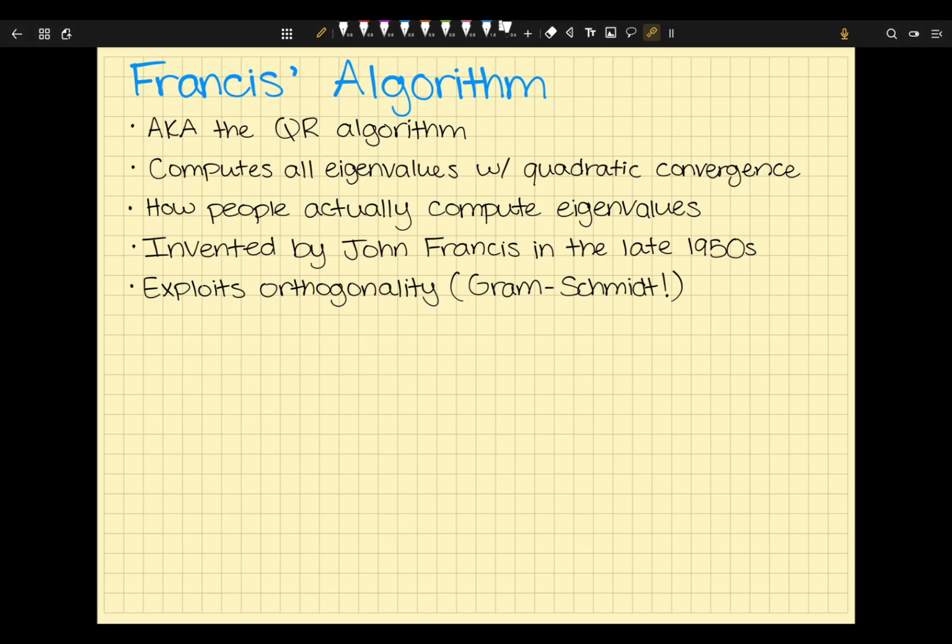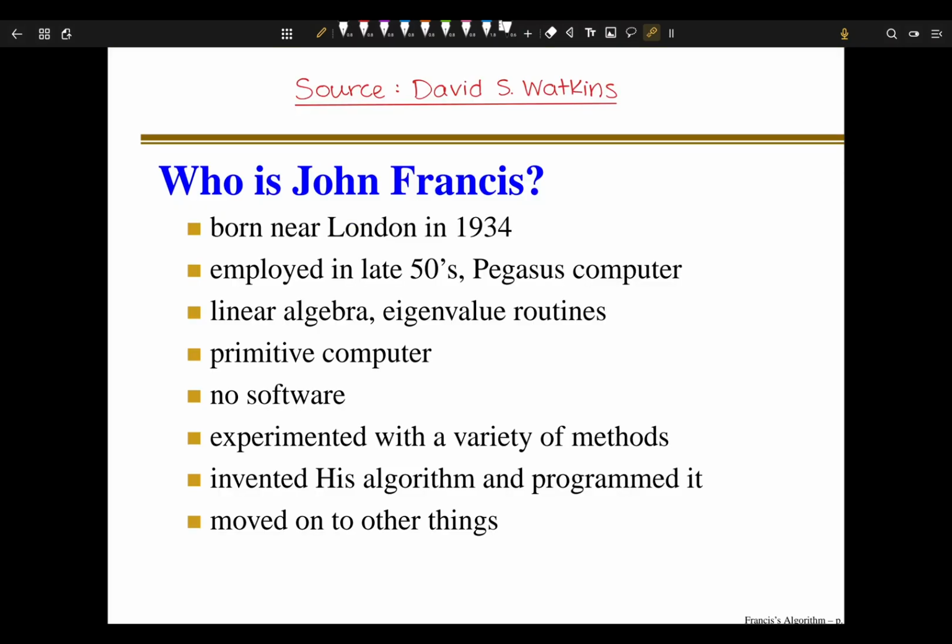His manager tolerated him working on this because, well, there was already a method at the time that was pretty good, but he kept working on it, and eventually invented his own, and then he just moved on to other things. So he invented this really amazing algorithm that somebody said is one of the top 10 algorithms of the 20th century, and then just moved on with his life.